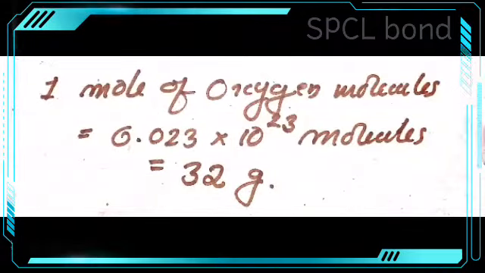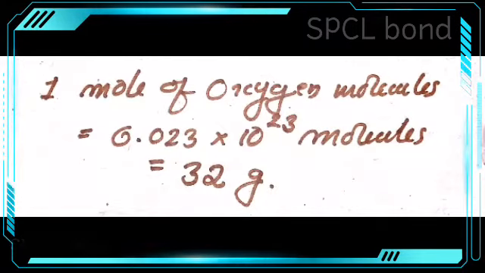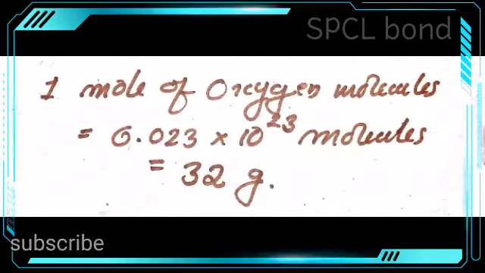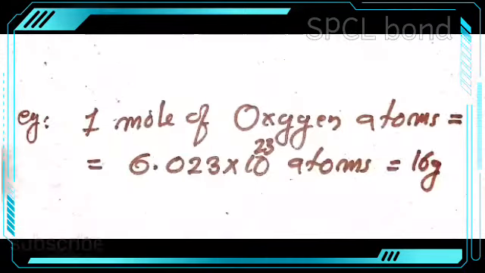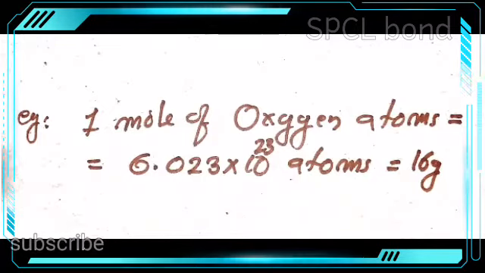1 mole of oxygen. Thus, tell me, 1 mole of oxygen is equal to dash molecules. 1 mole of oxygen gas consists of 6.023 × 10^23 molecules. Okay. 1 mole of oxygen atoms consists of 6.023 × 10^23 atoms, that is equal to dash gram. Yes, 16 gram.